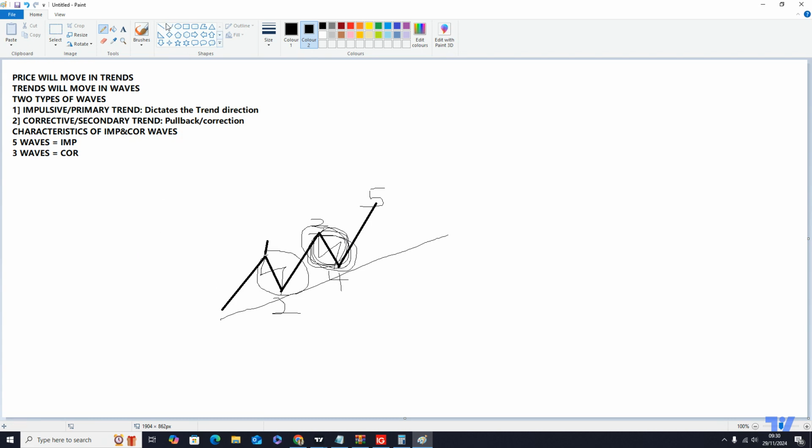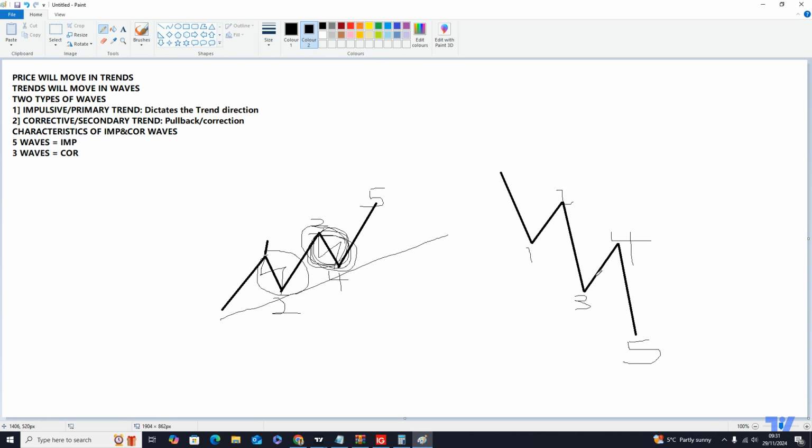So let's draw the downtrend. We have 0 to 1, followed by 1 to 2, 2 to 3. Now we have one lower low, then we have a lower high. Now we have two lower highs, 4 to 5. Then we can label it the same way. This will be 1, this will be 2, this will be 3, this will be 4, and this is the 5, which completes the trend. So this is a downtrend, primary trend.